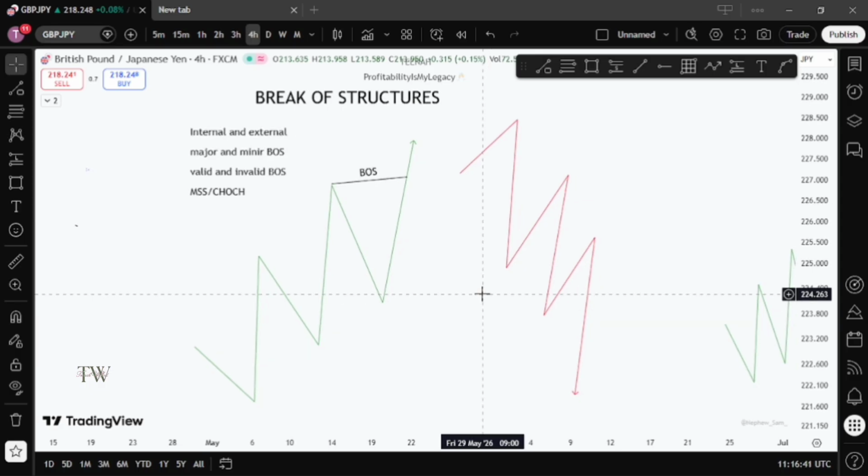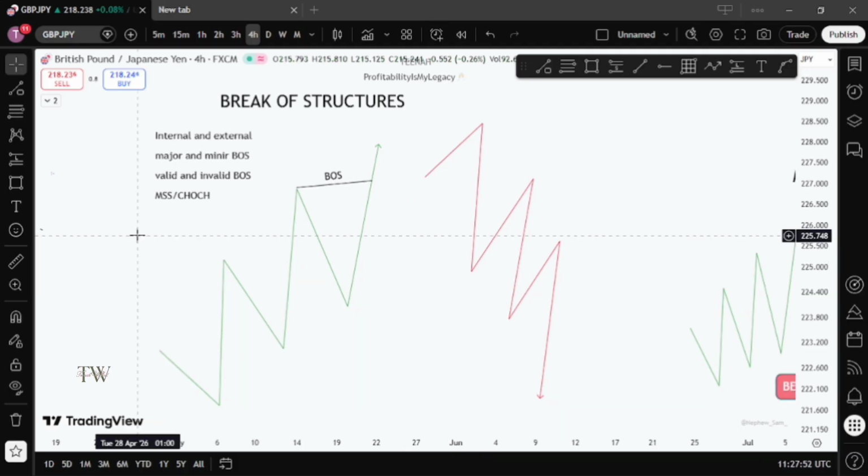I want to believe that you've been able to grab that. Okay, so a break of structure is a trend continuation signal showing that buyers or sellers are still in control. It is important that you note that because a break of structure continues price in the same direction, it is signaling to you that either the buyers or sellers are still in control. It's just as simple as that.